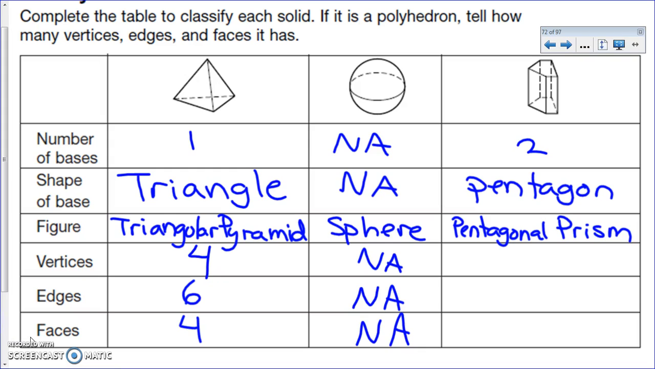Then we need to count the vertices where the edges come together. And there are 5 points on the bottom and 5 points on the top. So we have 10 vertices total. Then we count up the edges, so we need to count all of the lines, including the ones in the back and the ones at the top and the bottom. So if we count all of those up, we get 15 edges. Finally, we need to count the faces. We have 2 bases and 5 sides, so we have 7 faces total.